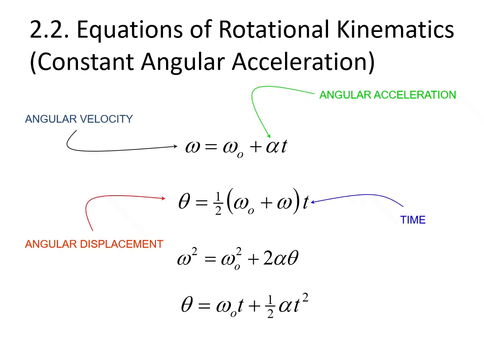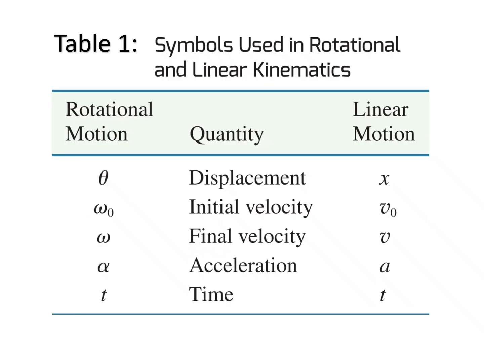For rotational motion with constant angular acceleration, the equations look almost exactly like the linear kinematics equations. Angular displacement replaces linear displacement. Angular velocity replaces linear velocity. Angular acceleration replaces linear acceleration. Time remains time. The strategy is the same as linear kinematics. List what you know, identify what you need, and choose an equation that contains those quantities.